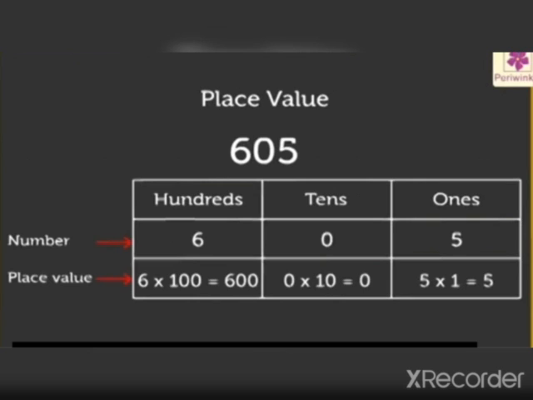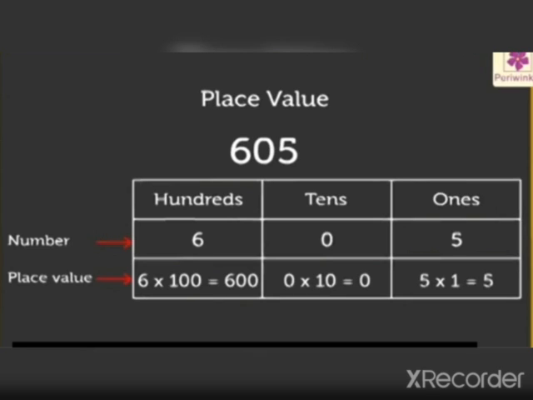Here we will take the number 605 and put the digits in a place value table. Here 6 is in the hundreds place, so we will put it in the hundreds column. 0 is in the tens place, so we will put it in the tens column, and 5 is in the ones place, so we will put it in the ones column. Now coming to the place value, see in the next column, 6 is in the hundreds place and we will multiply it with 100 and the answer is 600.